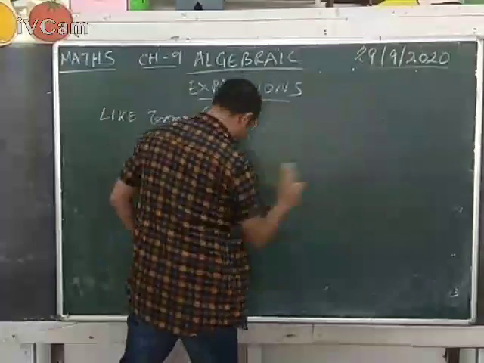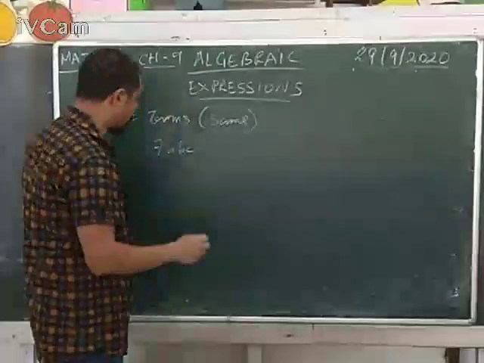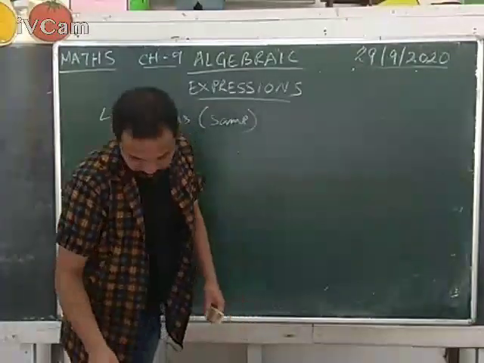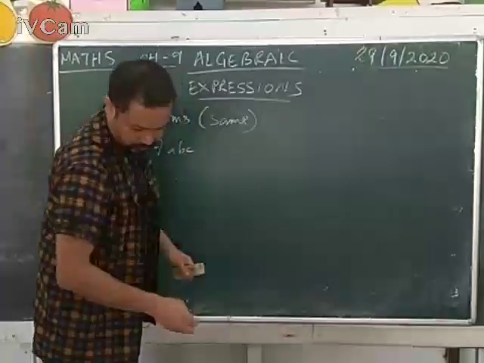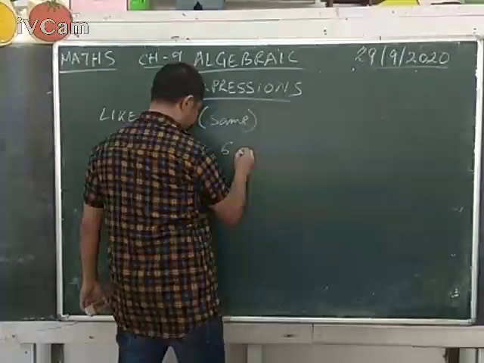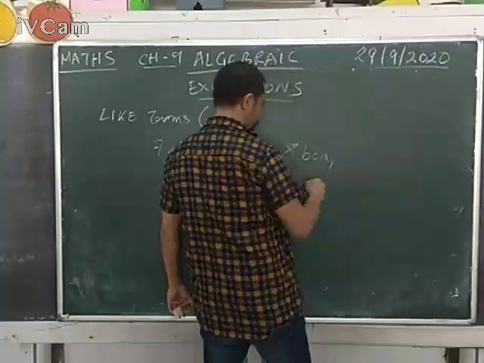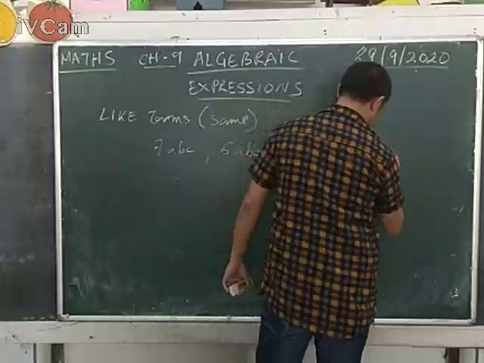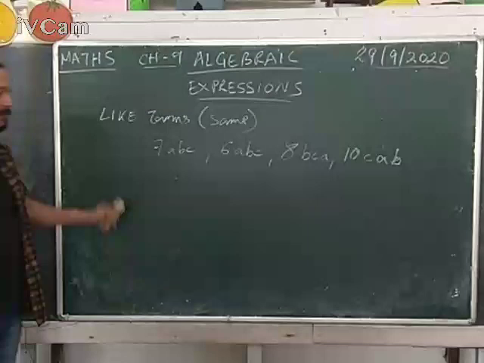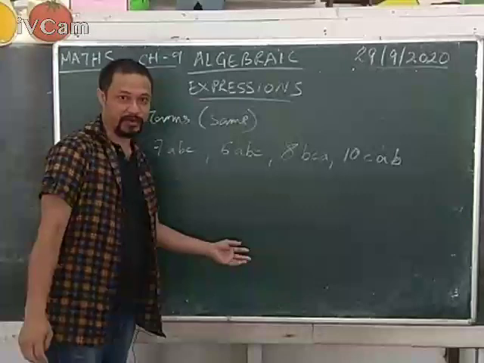Later on, when you start computing, you might have 7abc. Okay, one important thing, because I don't think there are many things in this book which they do not cover. 7abc, let's say 6abc, okay, 8bca, 10cab. Okay, now if I put up a question, are all of these like terms? Many of you will say no.